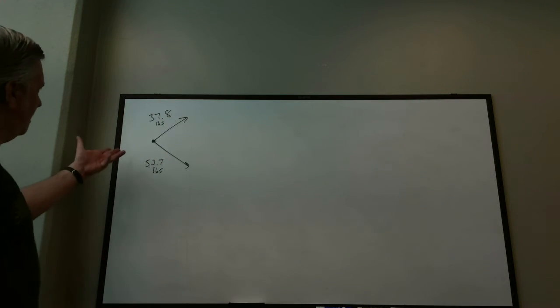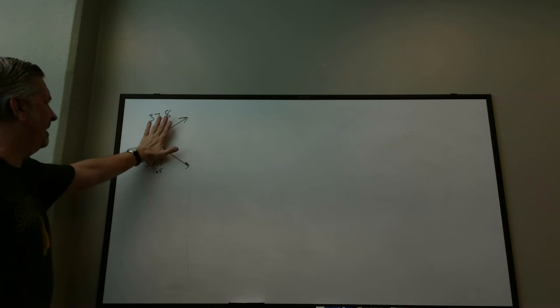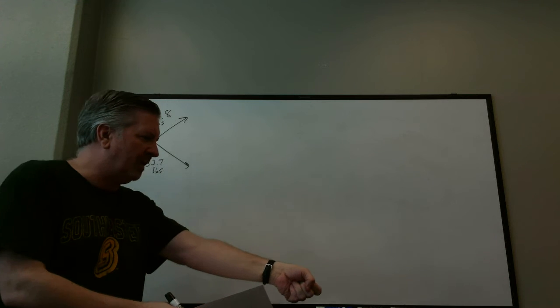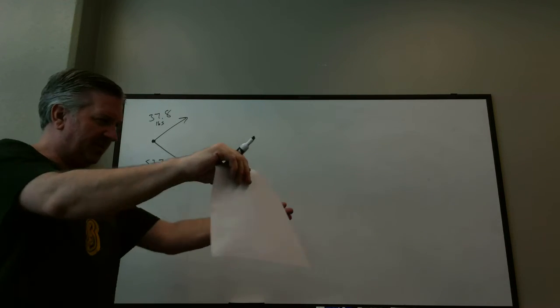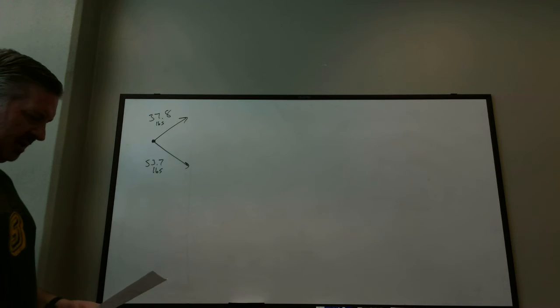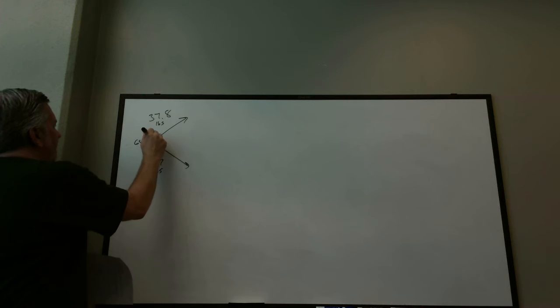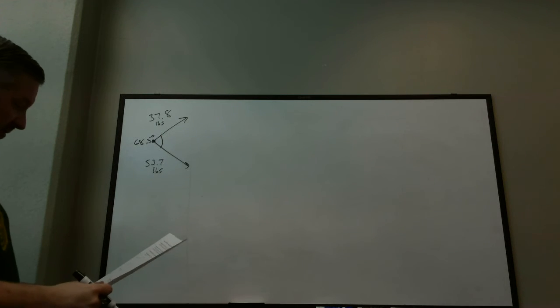So this is what they mean. Two forces act at a point in the plane. Now they say in the plane because they don't want somebody pulling like this and then somebody up above pulling like this. So the two ropes are in the same plane. It says the angle between the forces is 68.5 degrees. So this angle right here is 68.5 degrees. That's what they told us.